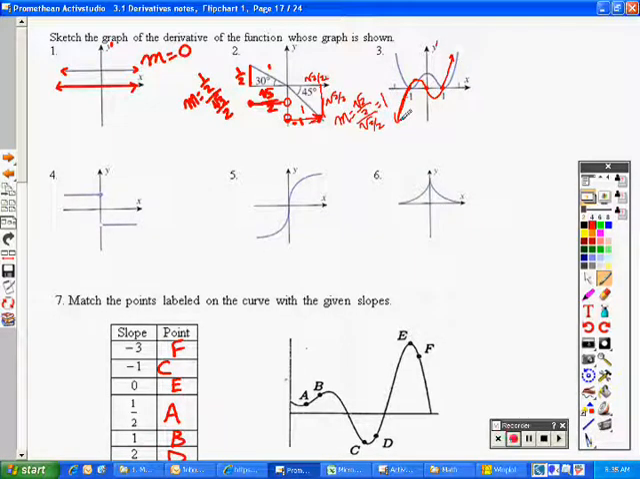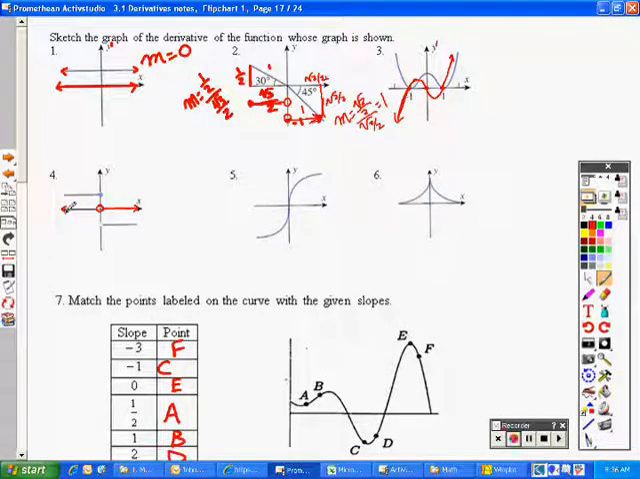Alright, let's look at 4. We have a 0 slope and a 0 slope. The slope is 0 everywhere. Right here, we have a jump discontinuity. So actually right here, the slope does not exist. There is no tangent line. So we're going to put an open circle right here at 0. And to the right and the left, we're going to show that that slope is 0.